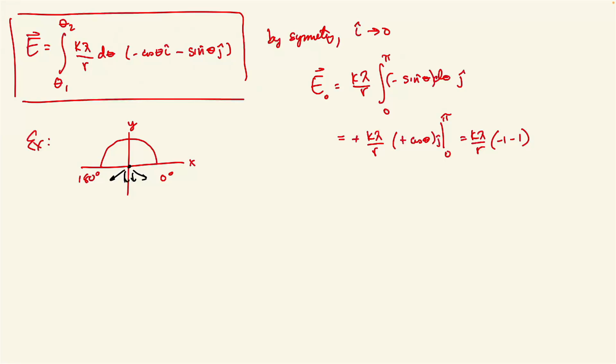Why is there a factor of 2 in here? There's 2 contributions to this electric field along the y-axis, right? I like that the factor of 2 showed up. So what am I left with? 2k lambda over r, it was a negative, with a negative j hat, right? So there's my electric field at the origin from that thing.